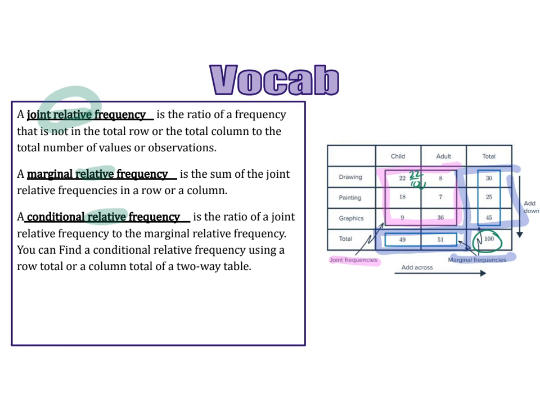So it's joint in the sense that we're combining two categories together, but its relative frequency has to do with out of the total number, in this case, which was 100. Similarly, for the marginal relative frequency, we're still looking at the margins, so we would say 49 out of 100 were children. In this case, 49 out of the 100 respondents were children.